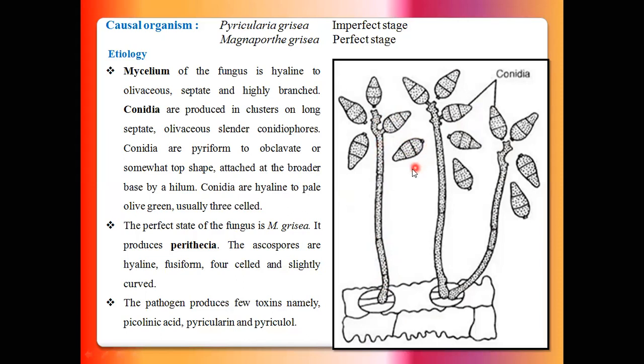Conidia are reproduced by the asexual method by the fungus Pyricularia grisea.